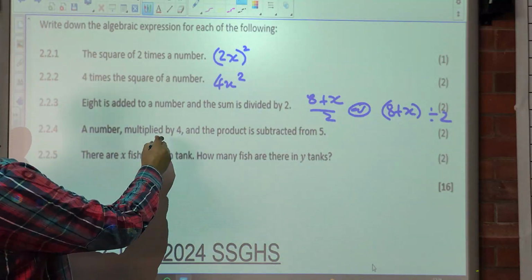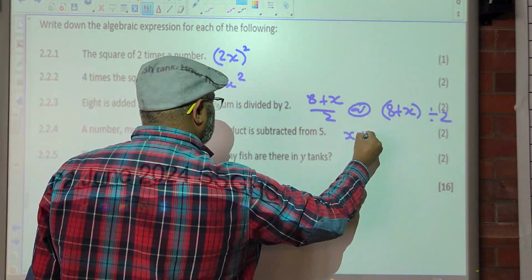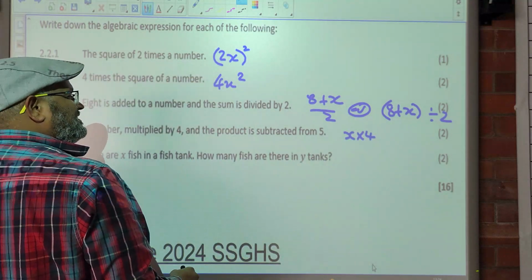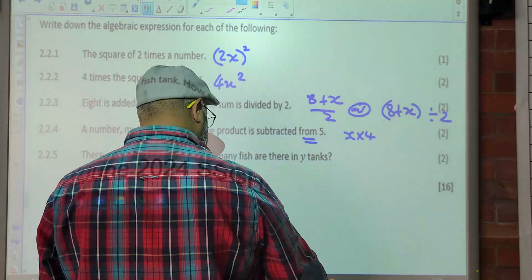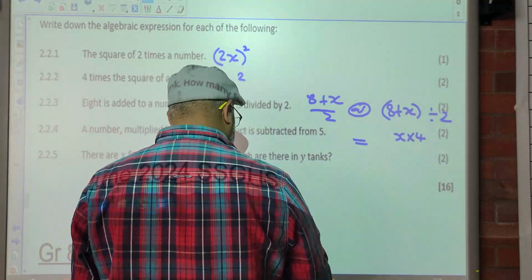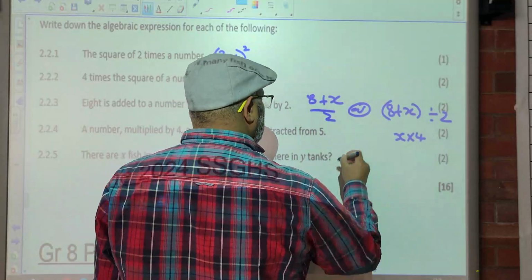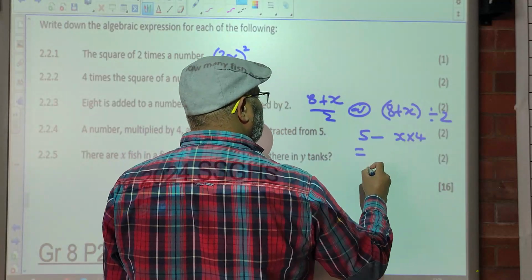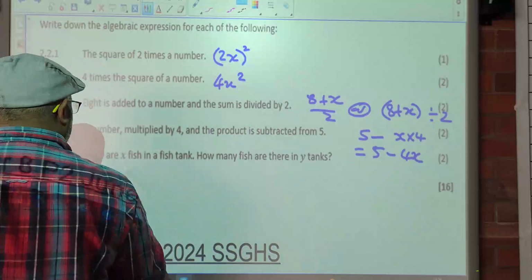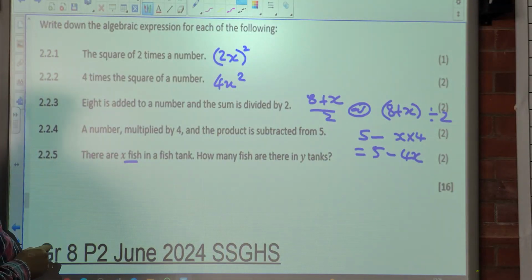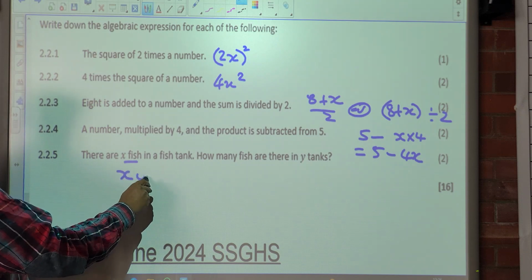A number multiplied by 4, so x times 4. The product is subtracted from 5. Whatever follows from, you write first. So it's going to be 5 minus x times 4, which is 5 minus 4x. There are x fish in a tank. How many fish are there in y tanks? x times y, which is xy.